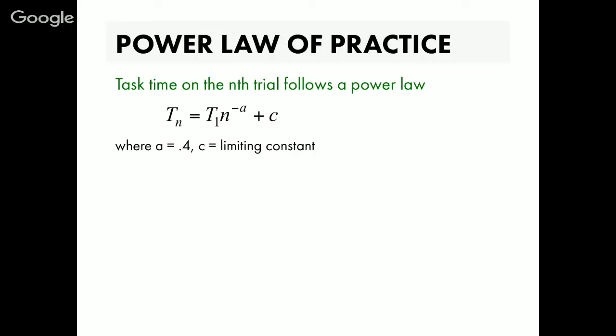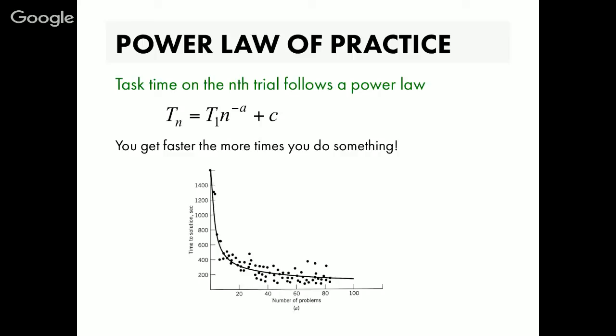This is another interesting law about human memory, and that's the power law of practice. What this says is that the task time on the nth trial follows a power law. What this means is you learn stuff through practicing. So think about touch typing. The first time you do it, you're pretty slow. Then you start to practice. The more trials you get at it, the less time it takes. So the graph kind of looks like this.